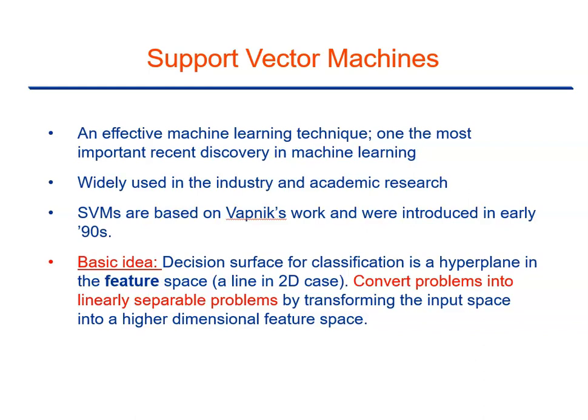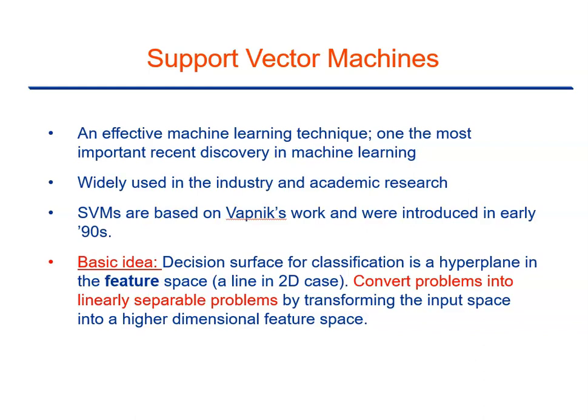The basic idea in support vector machine is this. If we have a classification problem, we try to find a decision surface for that classification problem as a hyperplane in the feature space. For example, if we have a two-dimensional classification problem, the decision surface will be a line in this 2D space. If we have a 3D classification problem, the decision surface will be a 2D plane. In the case of an n-dimensional space, the decision surface will be a hyperplane with dimension n-1.